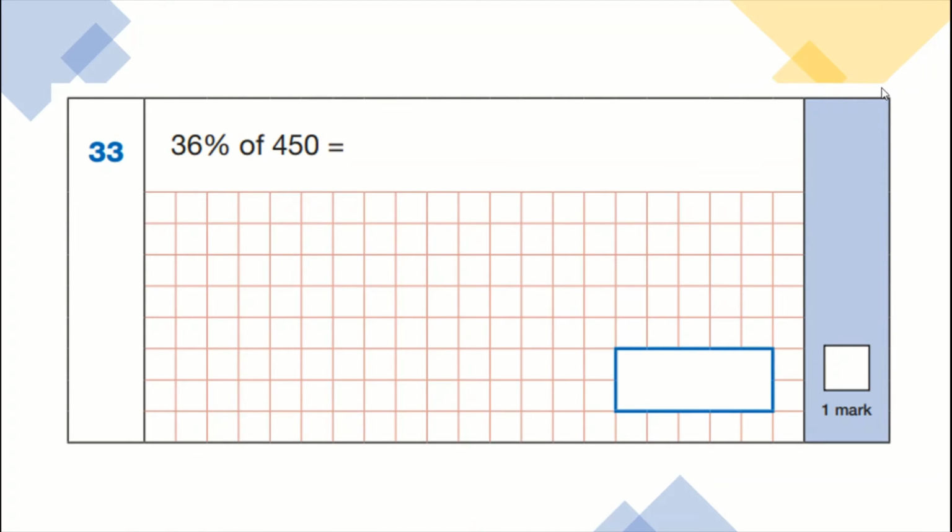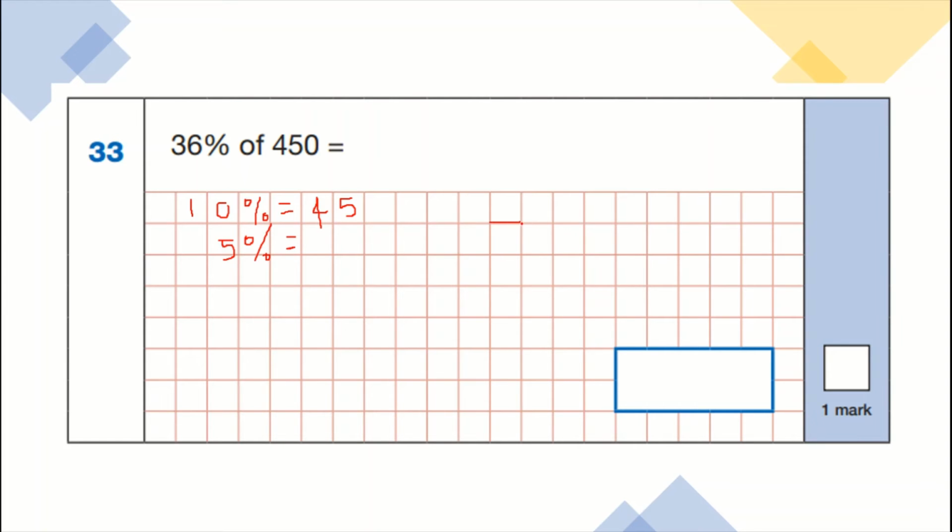Now to work this question out, we'd first start off by finding what 10% is. To find out what 10% is, we would do 450 divided by 10 to give us 45. Then you would find what 5% is. To get 5%, we would divide what 10% is by 2.